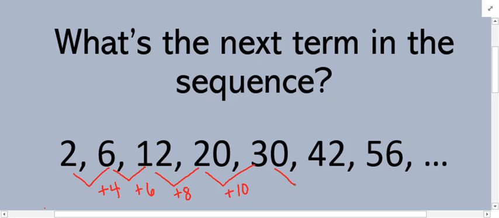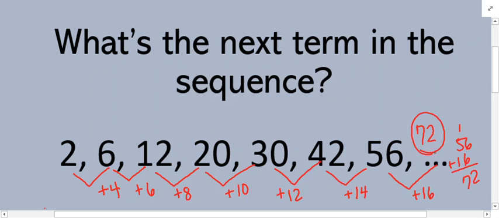So to go from 30 to 42, we're going to add 12. To go from 42 to 56, we're going to add 14. So it's easy to see here, to get the next term in the sequence, we need to add 16. So 56 plus 16 is going to give us 72. That's going to be the next term in the sequence.